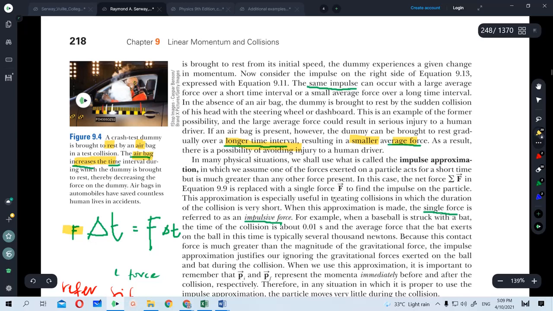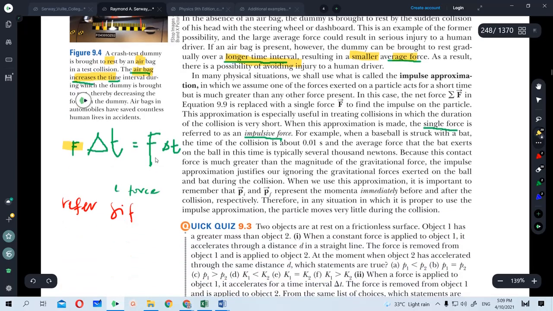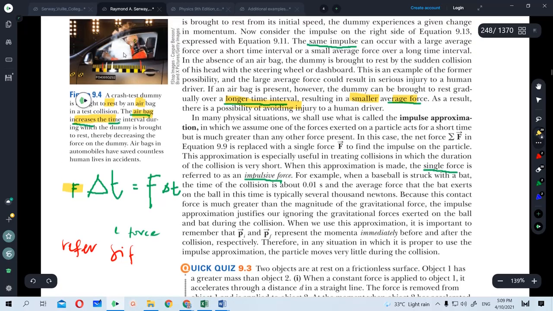Right? And it goes the same in the opposite way of looking at it. If you have a smaller time interval, much shorter than this one, because there is no airbag, then perhaps you will find the impact force getting larger, and it might be devastating to your physical body.